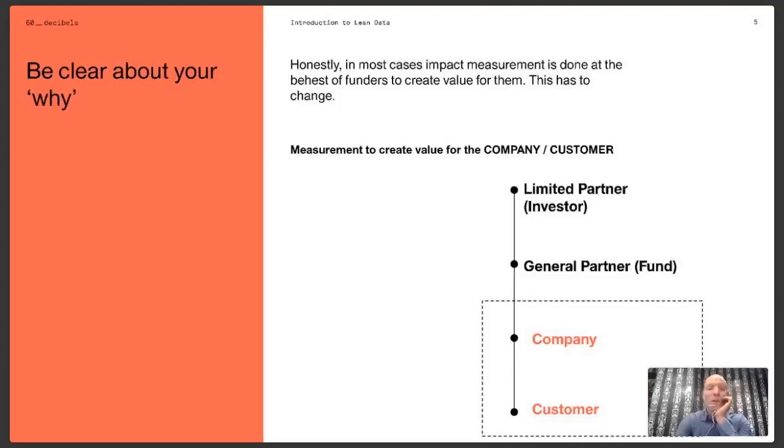So find a way to have measurement create value for the customer, and find a way to make it easier for the company or for the NGO to serve that customer better and create more social impact. And our belief is that if you optimize your measurement for that interaction, then the general partner, the limited partner will also get the data that they need. But more often than not, this is a top-down thing that is imposed. And that creates a whole set of power dynamics and a whole set of focus that is away from what matters for customers, which we think at 60 Decibels is problematic.